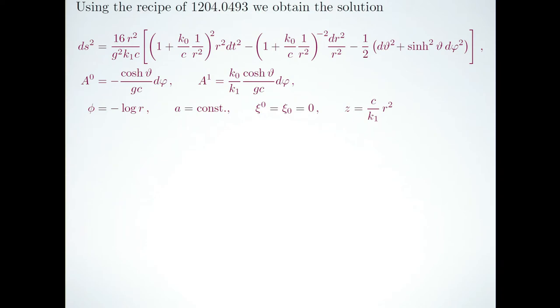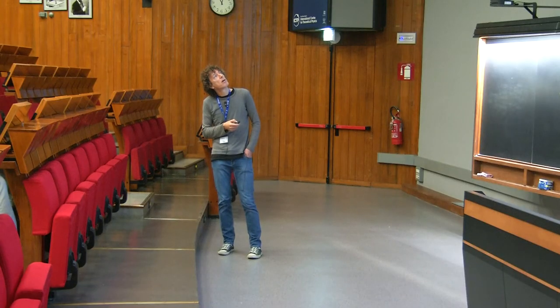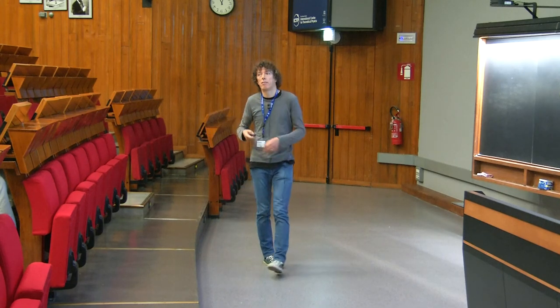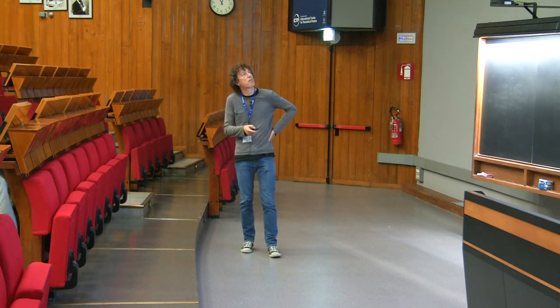The dilaton goes logarithmically with R, the radial coordinate. The axion is constant, the xi's are zero, and the scalar field in the vector multiplet goes like R squared. So first of all, note that this solution has no free parameters, because all the constants that appear in the solution, the k's and the c, are already determined by the choice of gauging. So they are constants that appear in the action. They are not free parameters of the solution.